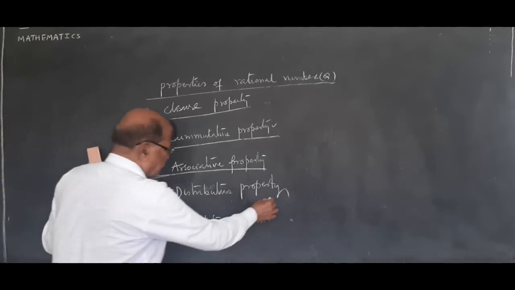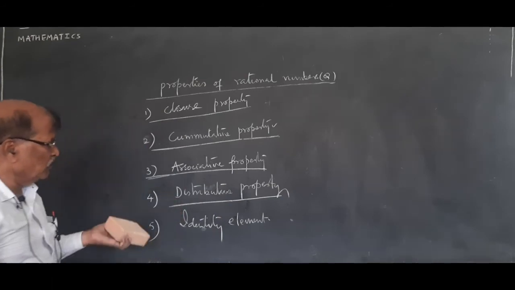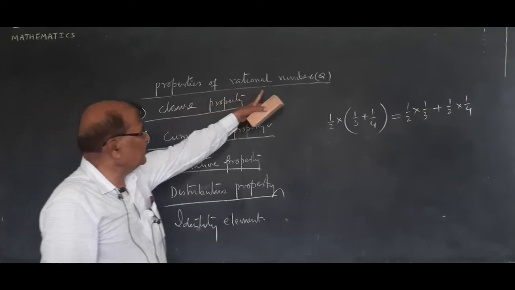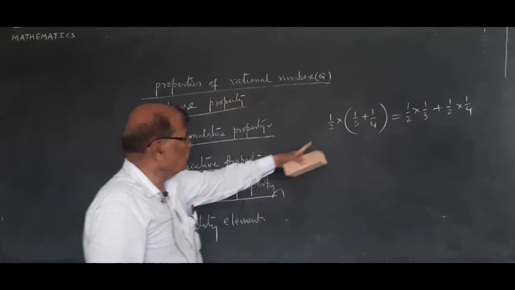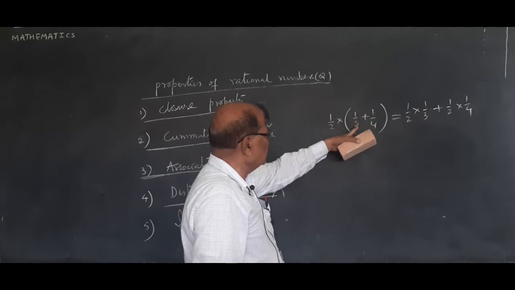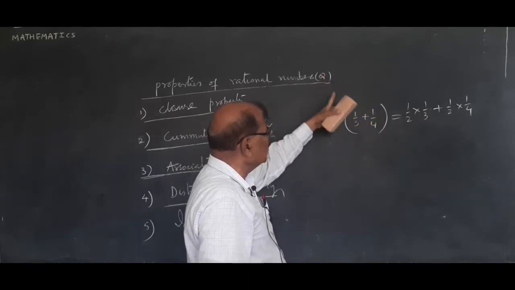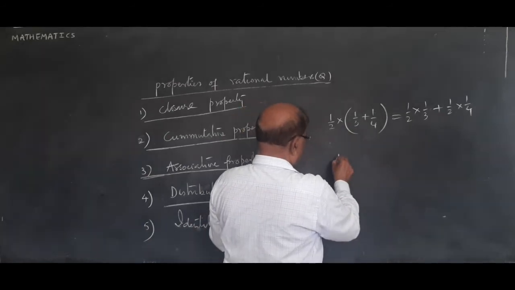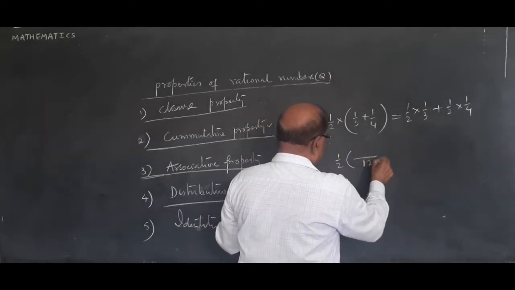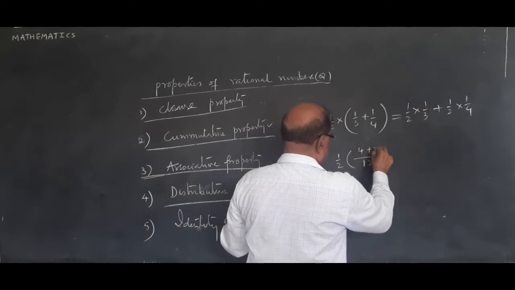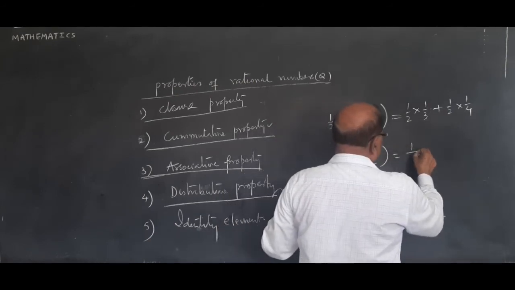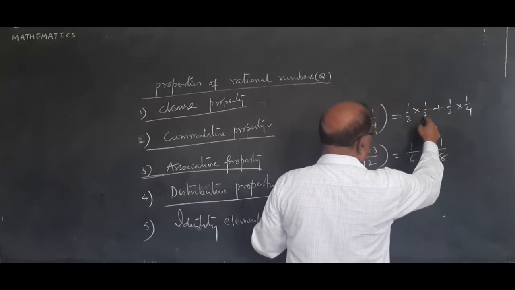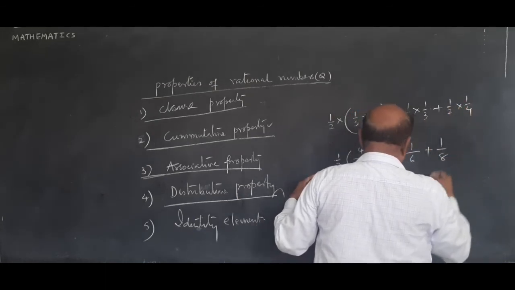So the distributive property in rational numbers. 1 by 2 belongs to Q, 1 by 3 belongs to Q, 1 by 4 belongs to Q. So let us see the result. 1 by 2, LCM is 12, 3 4s are 12, 4 3s are 12, is equal to this is 1 by 6 plus this is 1 by 8. 1 1s are 1, 2 3s are 6, 2 4s are 8.